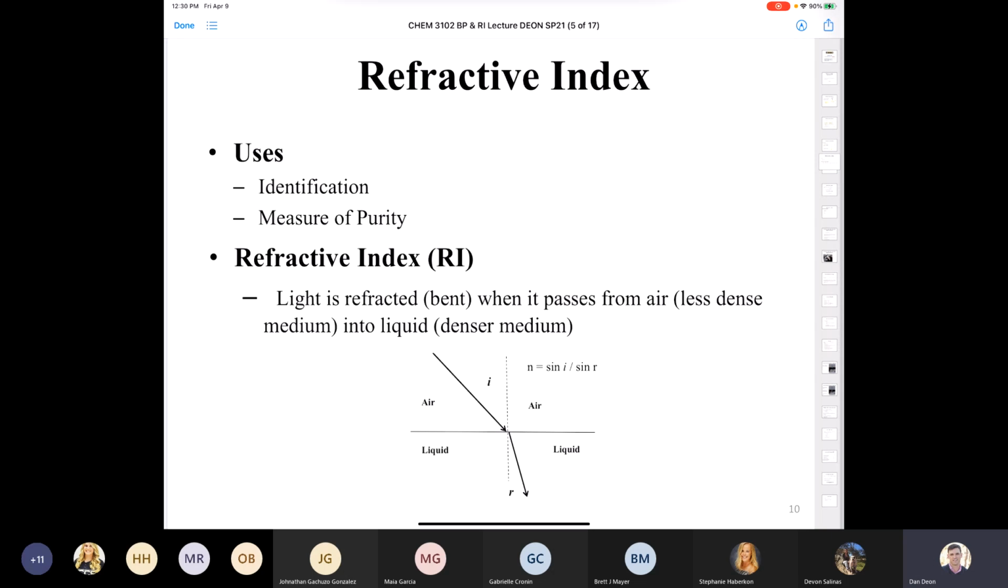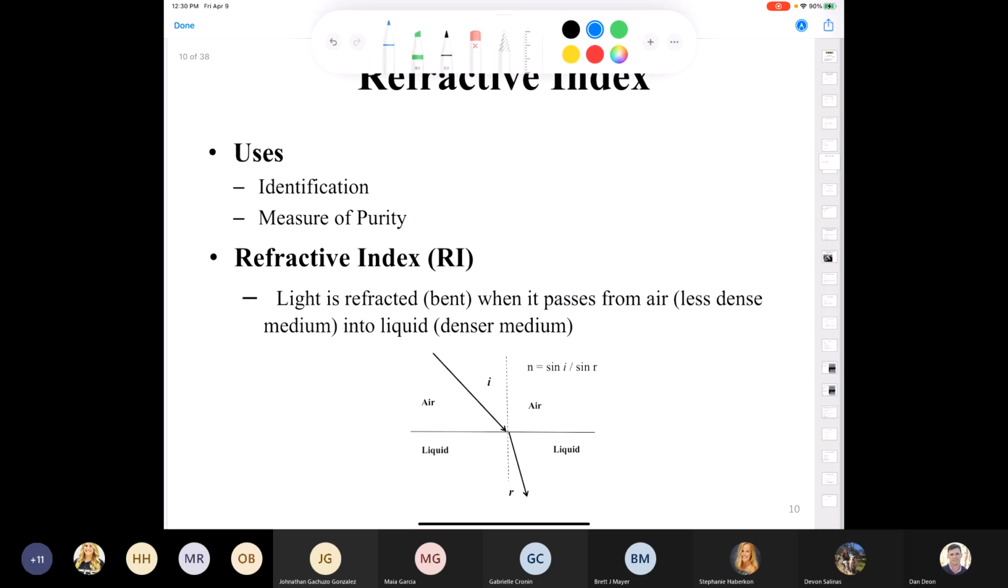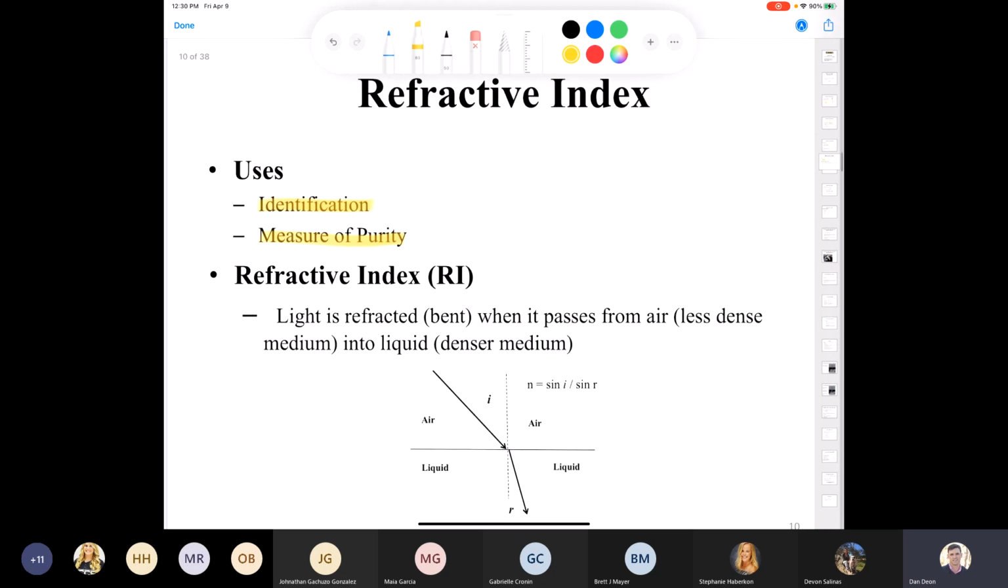So what can we use a refractive index for? A refractive index can be used to identify an unknown compound, and it can also be a measure of the purity of a compound. And we're going to use refractive index to help us identify our unknown compound. So refractive index, a little bit of the theory.